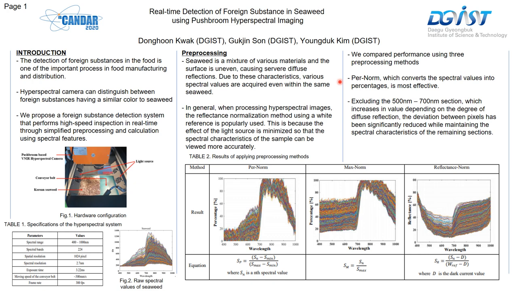If you look at table 1, excluding the 500 nanometer to 700 nanometer section, which increases in value depending on the degree of diffuse reflection, the deviation between pixels has been significantly reduced while maintaining the spectral characteristics of the remaining sections.